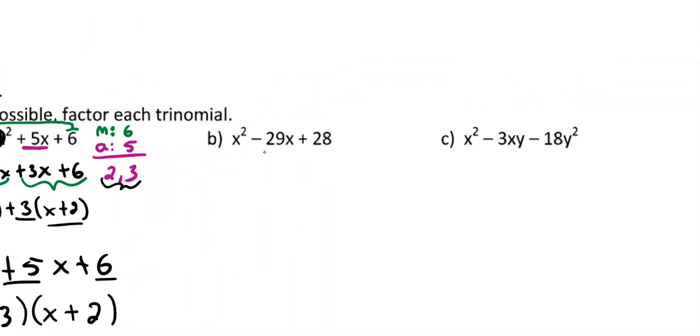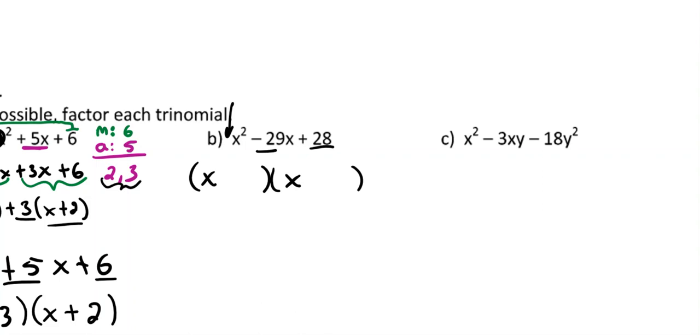Let's go. I'm just going to write my brackets. Just brackets. And I can get away with this because there's nothing out front. There's just like a 1 out front. Okay, they both get an x. X and x. And now I'm looking for numbers that multiply to 28 and add to negative 29.